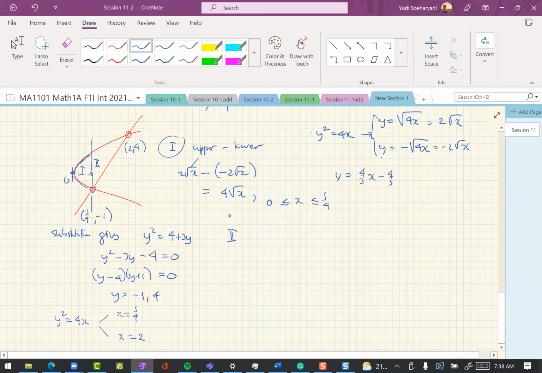Okay. So the second area is upper minus lower. Let's see, the upper part is this one here. It is still y equals this one, the square root of x, and we subtract the lower one, which is this line now. That line is 4/3 x minus 1. That's true for x between 1/4 and 2.